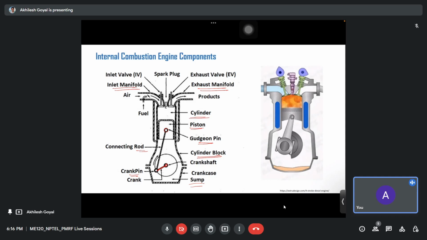Okay, so in the next slide we will discuss each of the four strokes and two strokes in four-stroke and two-stroke engines.